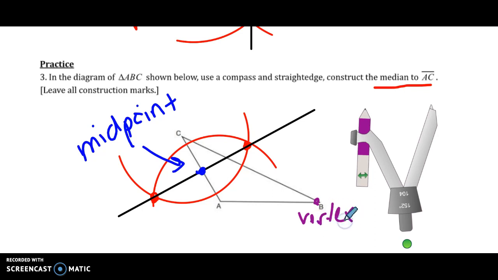So again, I haven't finished this construction yet. I have to put that final line in, which represents the median. So from that midpoint to that vertex, that is the final step. There's our median. And we're done.